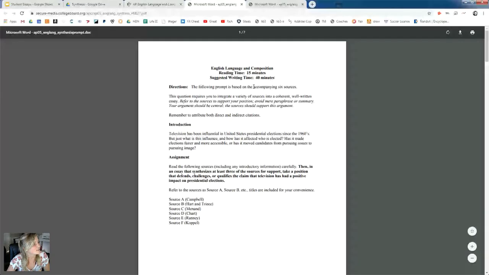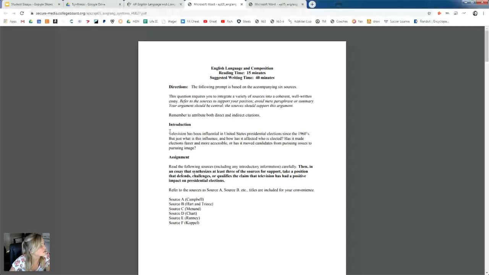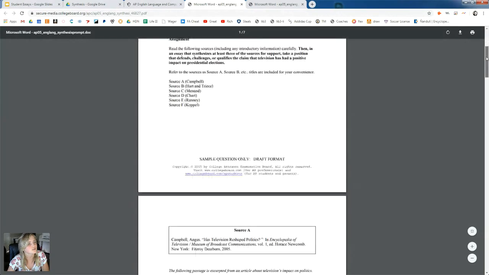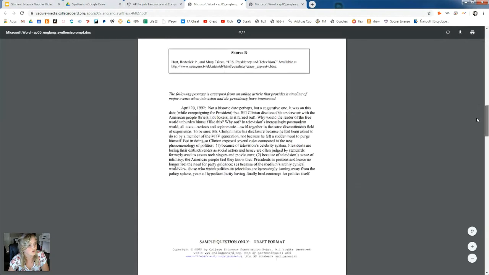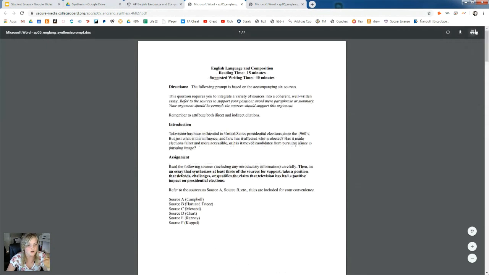For this one, the prompt is based on the accompanying six sources, which is what a synthesis essay is. Read the following sources carefully. Then, in an essay that synthesizes at least three of the sources for support, take a position that defends, challenges, or qualifies the claim that television has a positive impact on presidential elections. I'm not going to show you all the sources because that would take way too long, but keep that prompt in mind when we're analyzing the student essays.